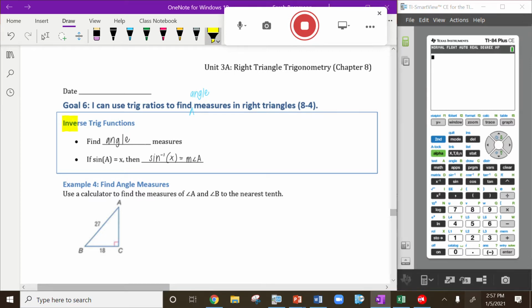So in order to find angle measures using trig functions, you need to know what inverse trig functions are. Inverse means you switch the input with the output. What this means is that we are switching the angle measure with the ratio of the sides when we use an inverse function. So inverse trig functions help us find angle measures.